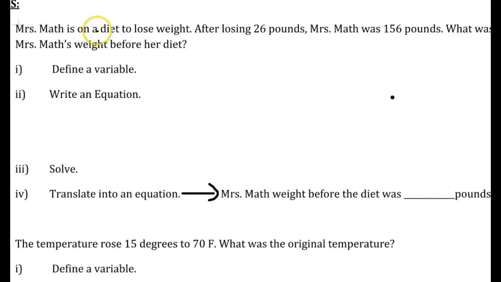Mrs. Math is on a diet to lose weight. After losing 26 pounds, Mrs. Math was 156 pounds. What was Mrs. Math's weight before her diet? So what are we trying to figure out here? How much weight before the diet?